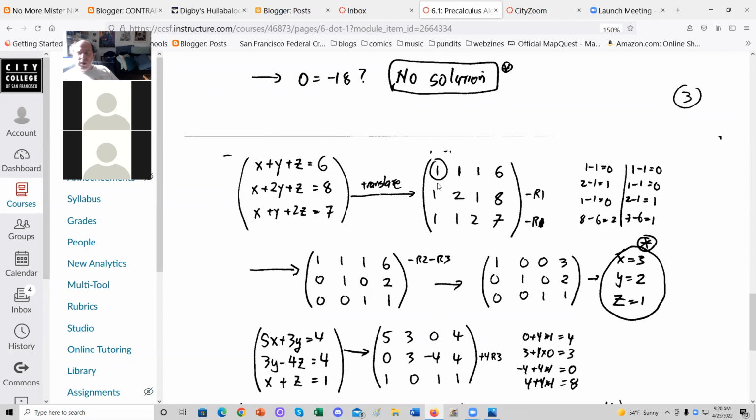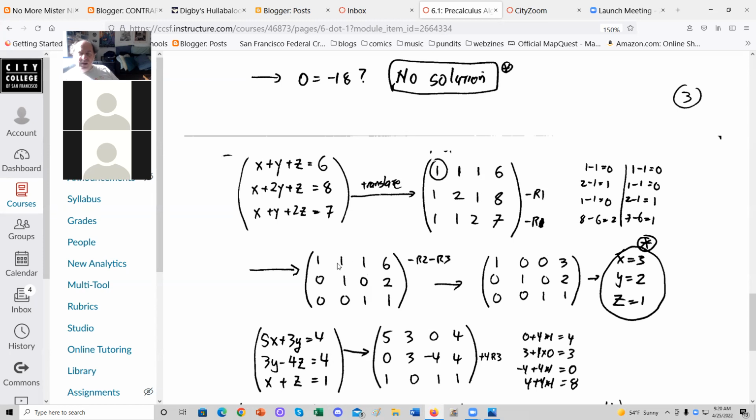I'll use this one to clear away these ones here. I'll do that by subtracting row 1 from row 2 and subtracting row 1 from row 3. 1 minus 1 is 0, 2 minus 1 is 1, 1 minus 1 is 0, 8 minus 6 is 2, 0102. 1 minus 1 is 0, 1 minus 1 is 0, 2 minus 1 is 1, 7 minus 6 is 1, 0011. Well, what do you know? Look at this. We already have z equals 1. That's nice. But hold on.